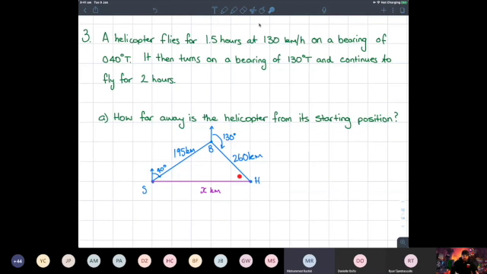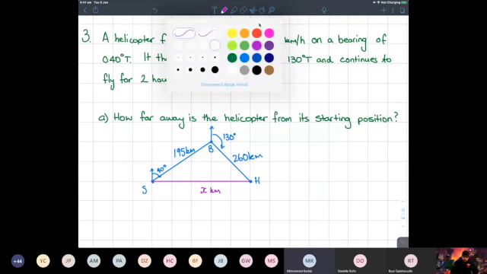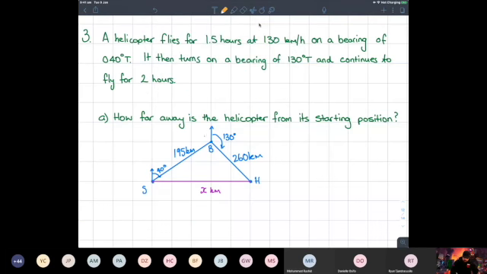I don't have enough information to find that angle there. But I do have enough information to find this angle inside. And the first thing I need to do to find the angle inside is to know what the angle up the top is.